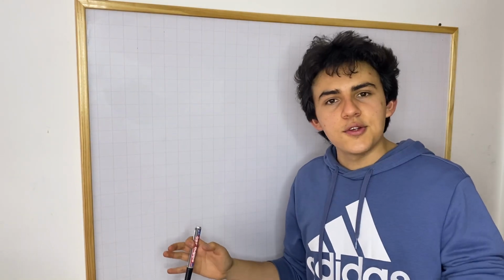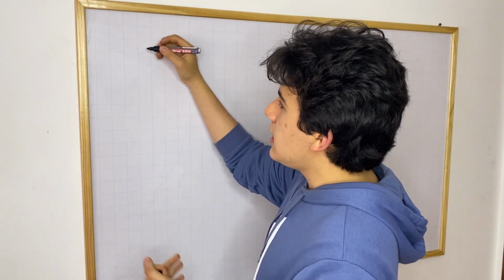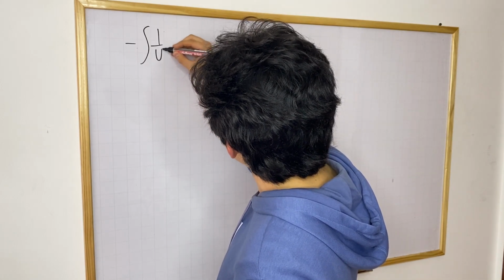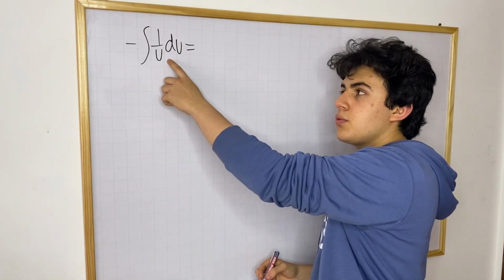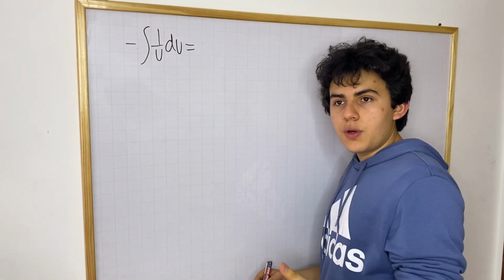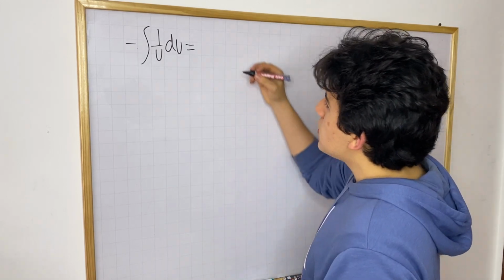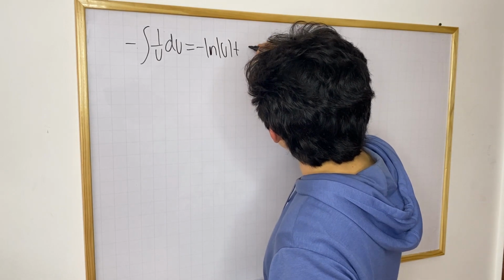So let's continue. The last thing that I wrote was that the resulting integral was negative integral of 1 over u du, okay? And because this would give you an exponent of -1, you cannot use the power rule, and you need to use natural log. So this would be the same as the natural log of u plus c, okay?